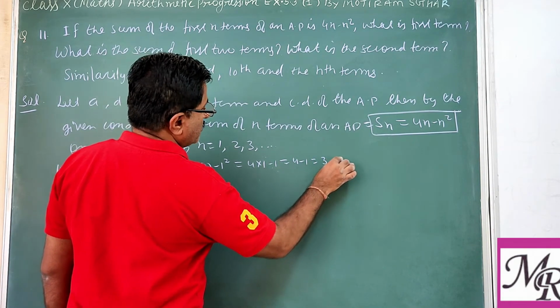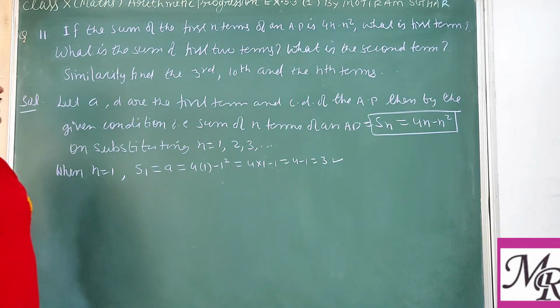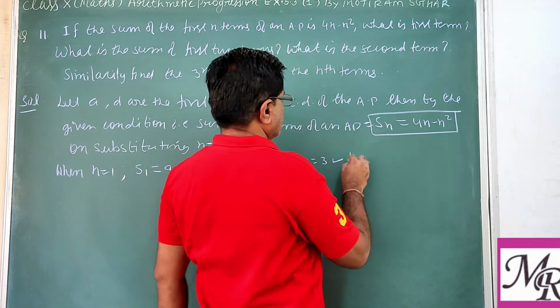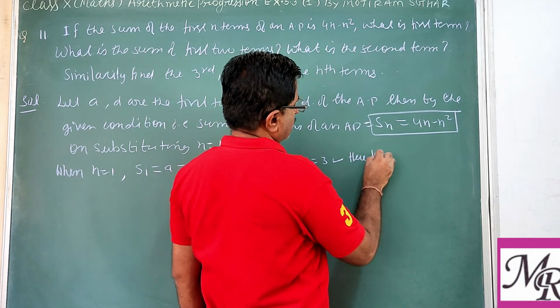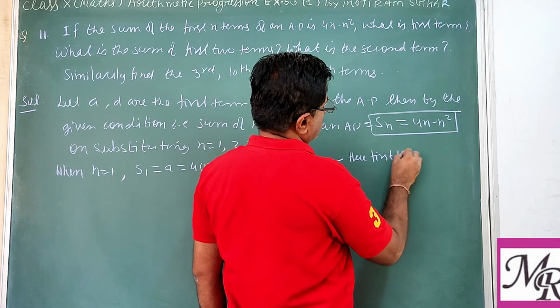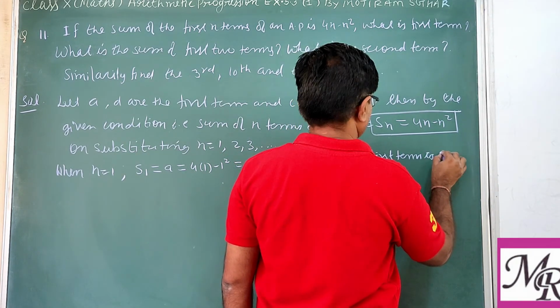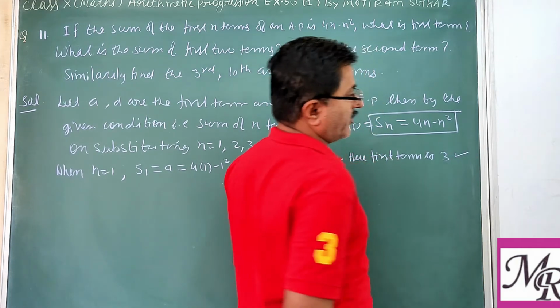So what do we get here? The first thing we get is the first term. The question asks what is the first term? So you can say here the first term is 3. We get the answer to the first question.